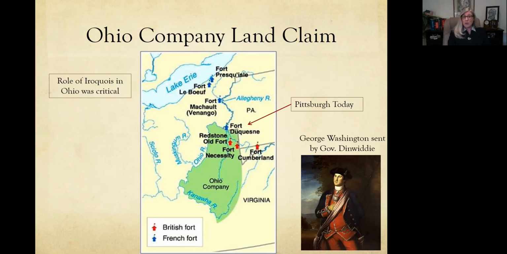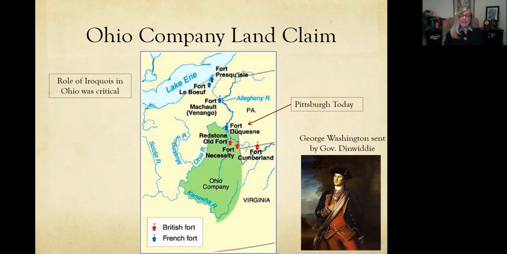This was his opportunity to make a name for himself among the elite aristocrats who were politically connected to the crown back in England. The governor of Virginia was the royal governor there. If George Washington does a good job, Governor Dinwiddie's going to put in a good word for him with the British, and then maybe he's going to get this commission to become an officer. So there's a lot going on here with George Washington's involvement.